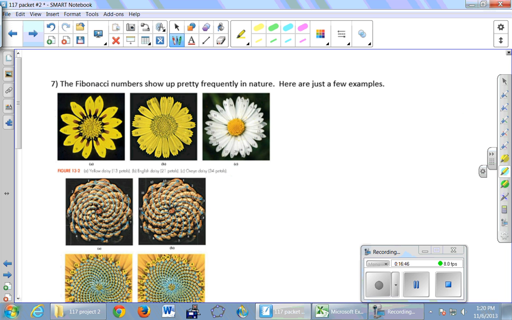7. The pictures are probably going to be easier to see up on the board in color. Let's go to Brandon, 7.